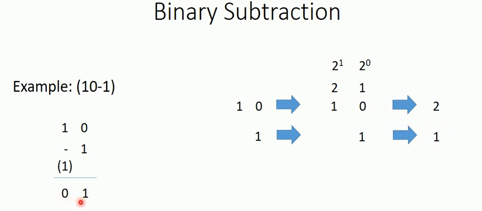Now our subtrahend is 1, which is decimal equivalent to 1 times 2 to the power 0, that is 1 times 1, this is 1. Now if we subtract 1, which is binary equivalent 1, from 2, which is binary equivalent 10, we get an answer 1, which is binary equivalent 1. So our calculated binary subtraction is correct.